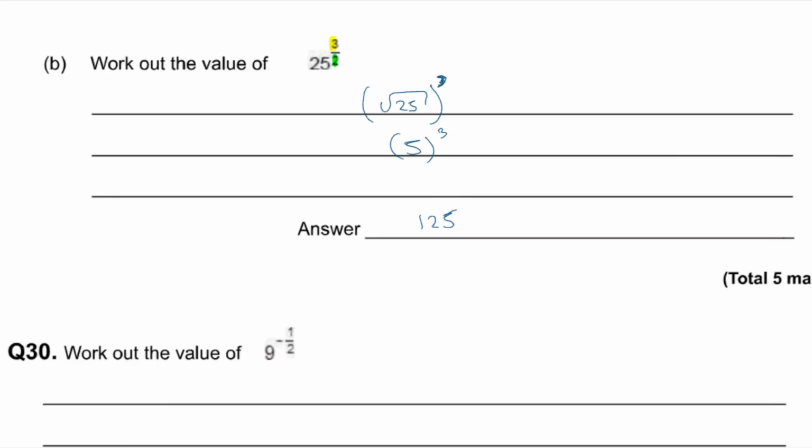Similarly, work out the value of 9 to the minus 1/2. Now again, I can treat this as two separate things, the negative symbol and the square root symbol. So a negative index means 1 over the positive index, so that's the same thing as 1 over 9 to the power of a half. And then power of a half, that's a square root, isn't it? So that's the same thing as 1 over the square root of 9, and the square root of 9 is 3, so that's going to be 1/3. So that's my answer, 1/3.